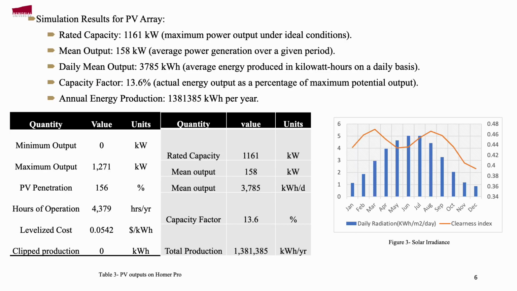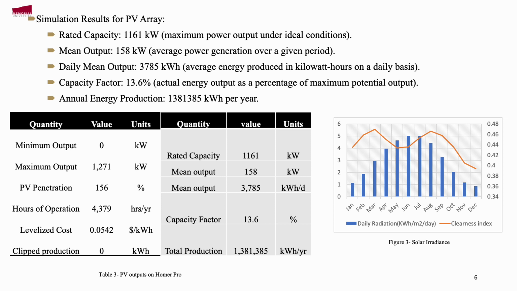Thank you, Abhinav. From here, I'm going to discuss my part of the presentation, and I am Sahil Kumar. I'm going to discuss the simulation results for the PV array. Rated capacity is 1161 kilowatts, the maximum power output under ideal conditions. The mean output we get is 158 kilowatts, the average power generation over a given period. The daily mean output is 3785 kilowatt hours, the average energy produced on a daily basis.